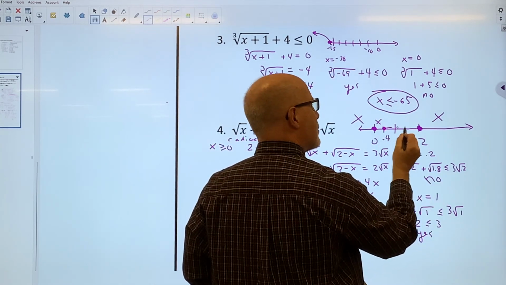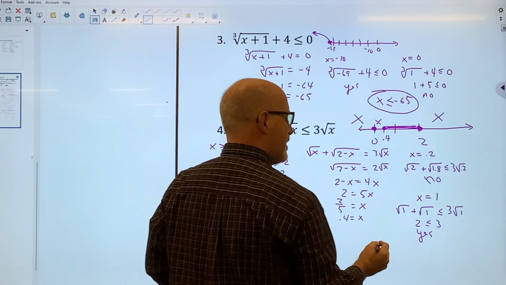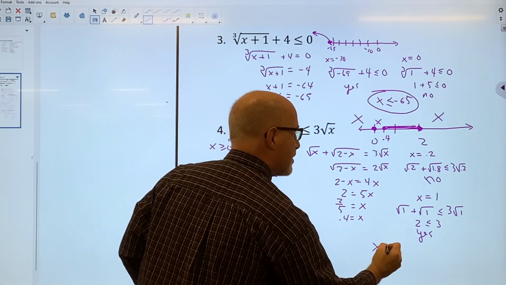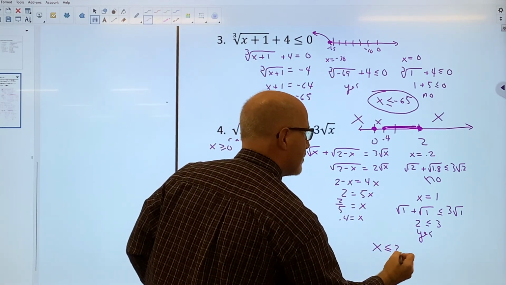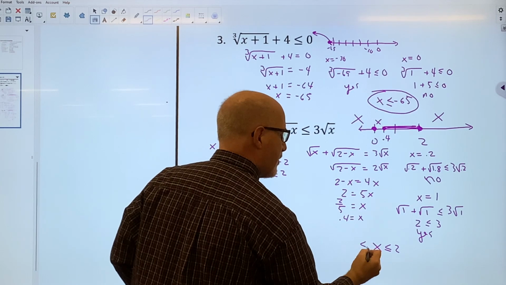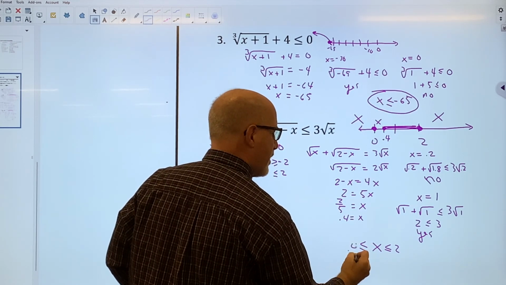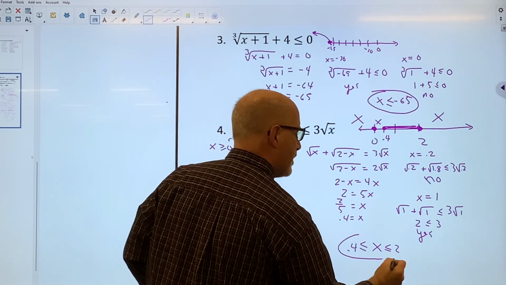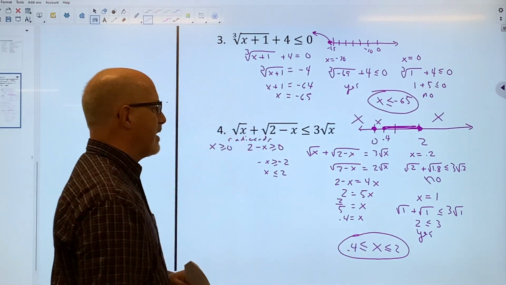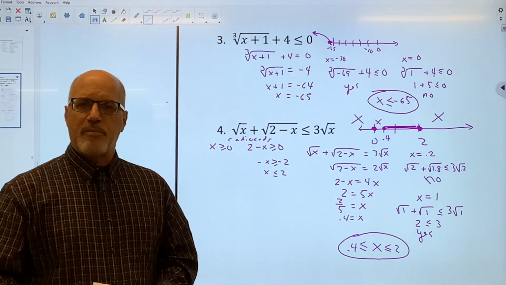So I'm going to shade between these 2 points. My answer is x has to be less than or equal to 2, and greater than or equal to 0.4, so between 0.4 and 2.